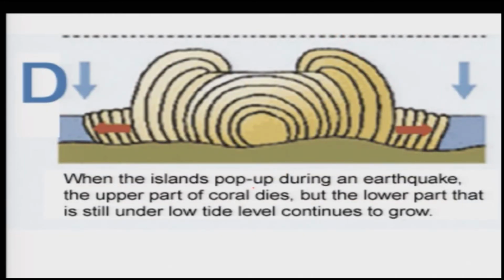So, when the island pops up, what happens? Okay. So, the same pattern will be followed. This was low tide level 1, this was low tide level 2, and now you are having low tide level 3 here. So, this is the new one. Again the corals will start growing from here. Of course, it will try to reach upward and then progress towards the lateral side.